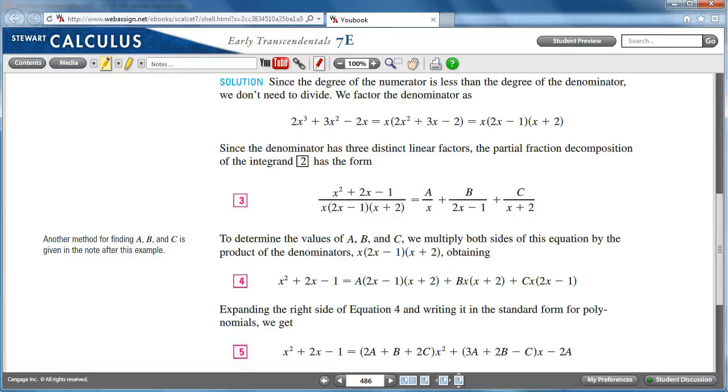The coefficient of x squared is 2a plus b plus 2c. The coefficient of x is 3a plus 2b minus c. And finally, the constant term is minus 2a. Now, if we compare the coefficients, this x squared has to be the same as this x squared, so 2a plus b plus 2c has to be equal to 1.